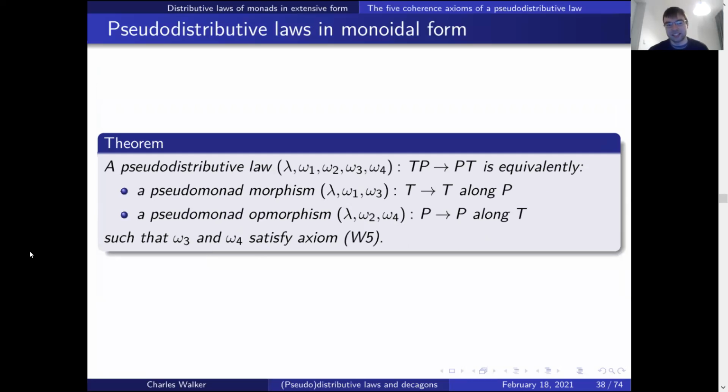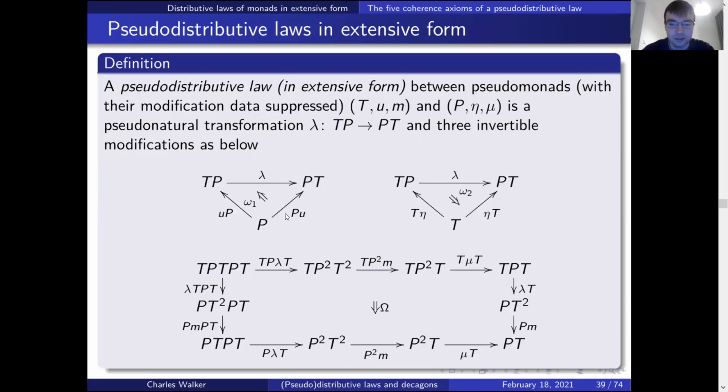And so in a sense, this is the best that you could possibly hope for, in that a pseudo-distributive law is the same as a pseudomonad morphism, and you only need one coherence axiom to ensure that the two pseudomonad morphisms are compatible. Of course, I'll prove this a bit later on.